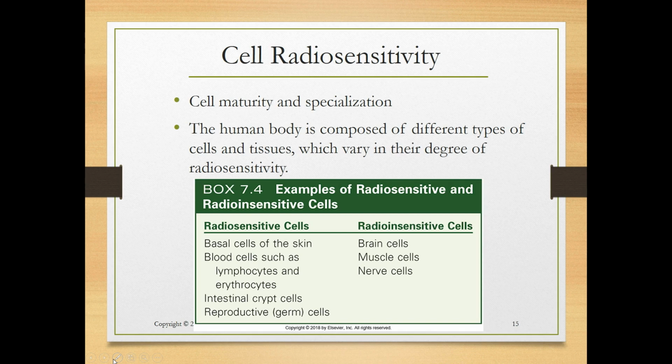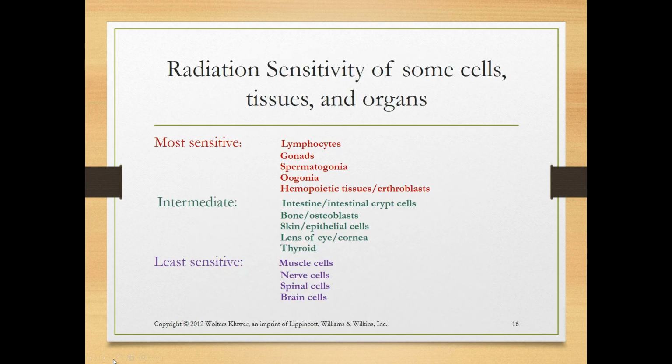Okay, some examples of the radiosensitive cells: basal cells in the skin or epithelial cells, blood cells such as lymphocytes and erythrocytes. Lymphocytes are the most radiosensitive cell in the human body. Also reproductive or germ cells, okay? The radio-insensitive cells: brain cells, muscle cells, nerve cells.